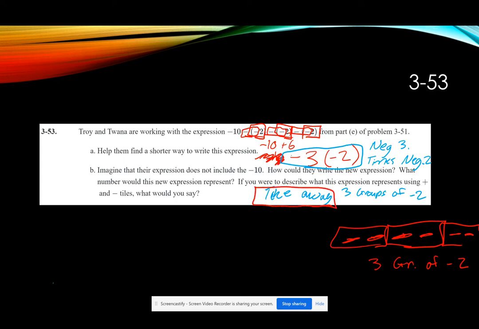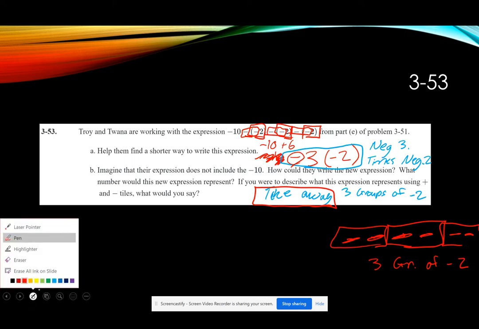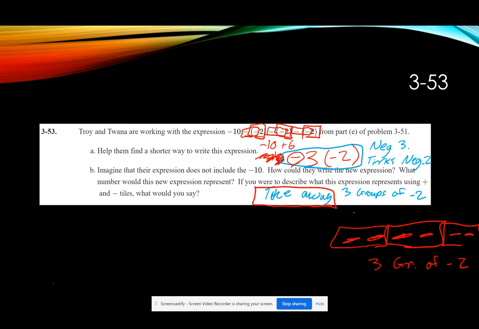Because I have that subtraction sign, or you can think about it as a negative sign. So I'm going to take away 3 groups of -2. But before I do that, I need to have a neutral field, meaning that this needs to equal 0. So I need to put my positive tiles here before I take away my 3 groups of -2. And now I can just go ahead and take these away.